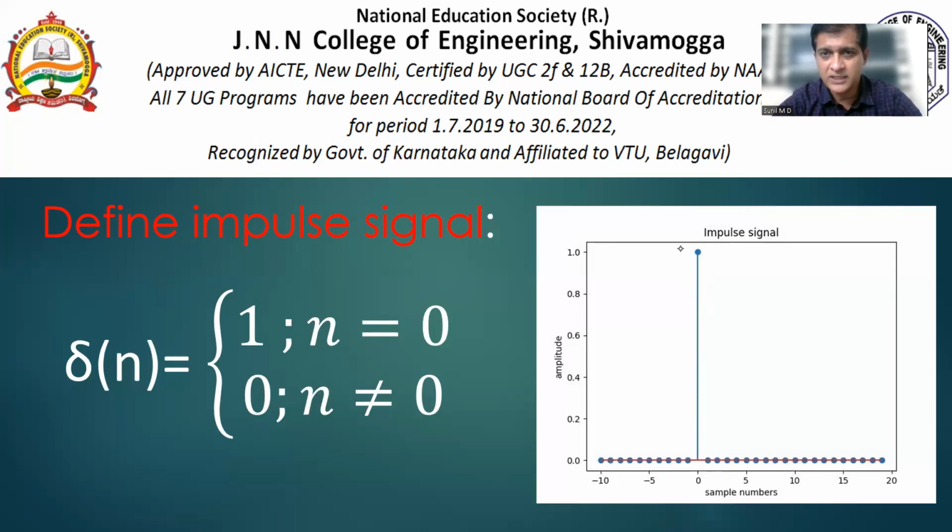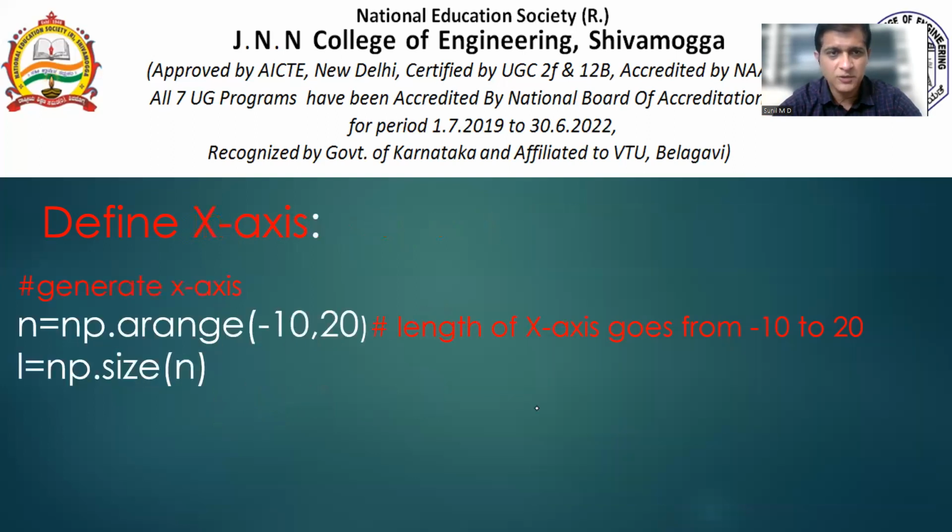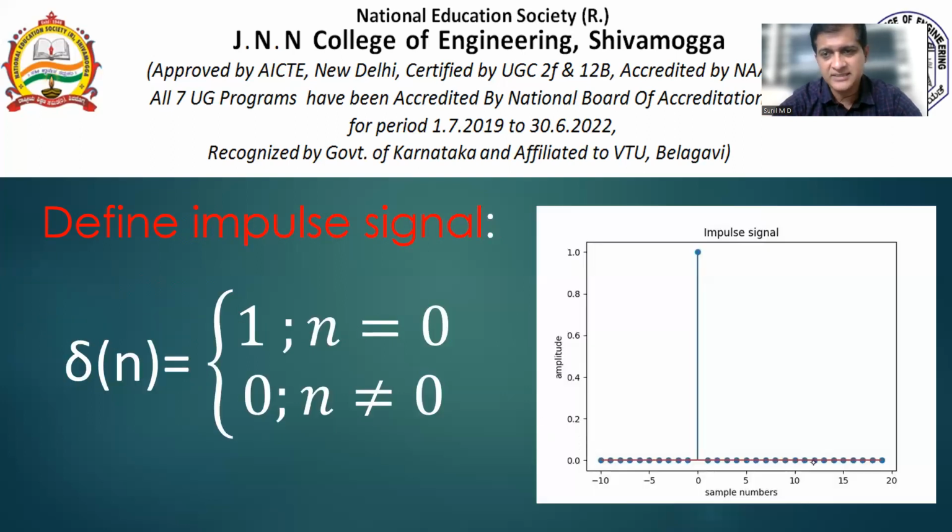It's a sample of 1. See the y-axis. The maximum is 1 here. And see the x-axis. The x-axis goes from minus 10 to 20. So that is what we saw here. We are arranging our x-axis to range from minus 10 to 20. That is what is visible here. And in the scale of minus 10 to 20, where do you think your impulse signal should exist? It should exist at n equal to 0. So that is what is shown here.